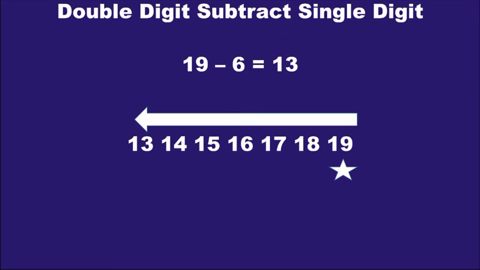Double digit subtract single digit. 19 minus 6 equals 13. To do this, you start from 19 and you move down 6 times. So 18, 17, 16, 15, 14, and then 13. And your answer will be 13.